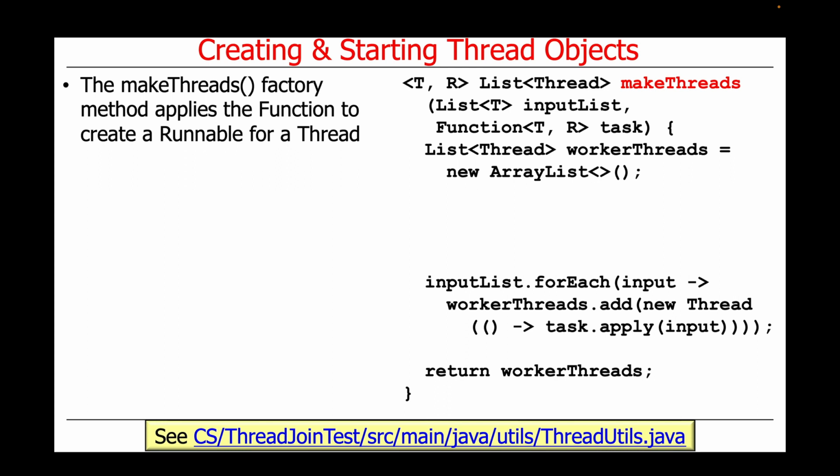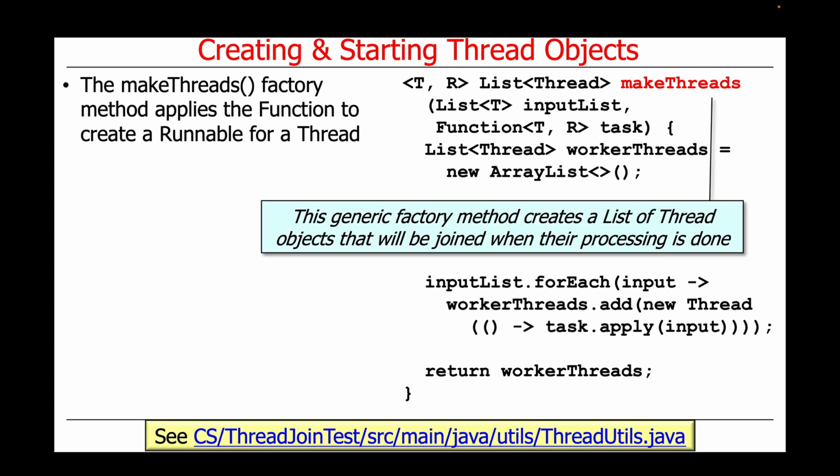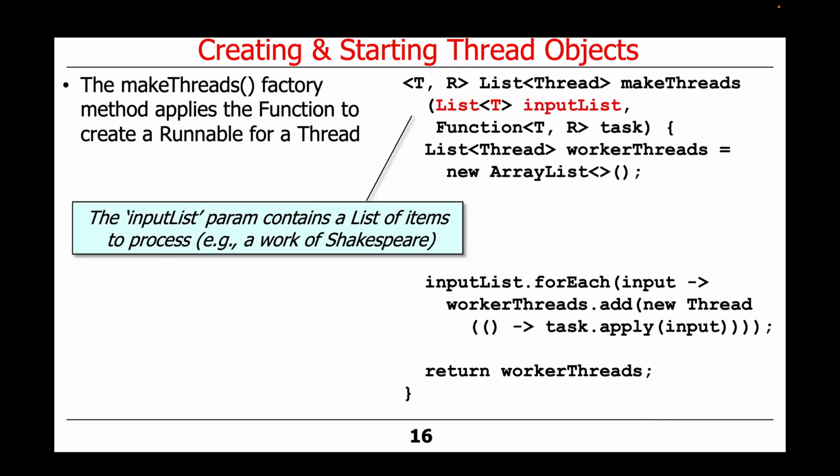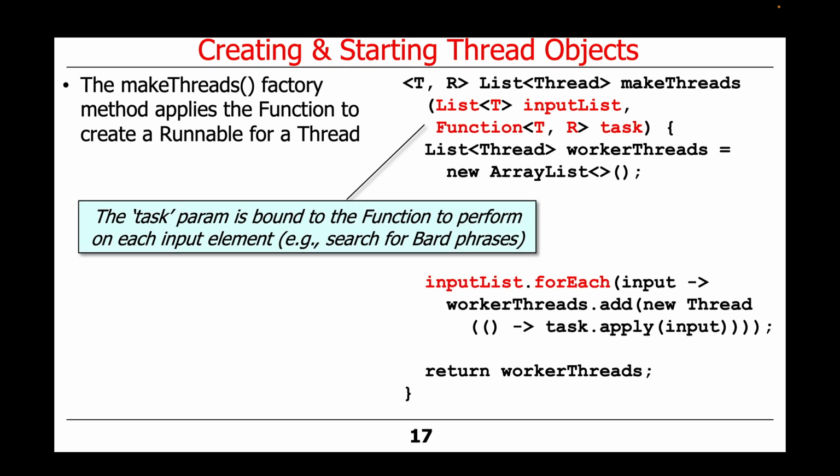We'll now walk through the implementation of the makeThreads factory method, which applies its function parameter to create a runnable for a thread. This generic factory method creates a list of thread objects that will be returned to the caller, started, and then joined when their processing is done. The input list parameter to the makeThreads factory method contains a list of items to process. For example, each item could be a work of Shakespeare. The task parameter that's passed to the makeThreads factory method is bound to the function to perform on each input element. For example, search for barred phrases.